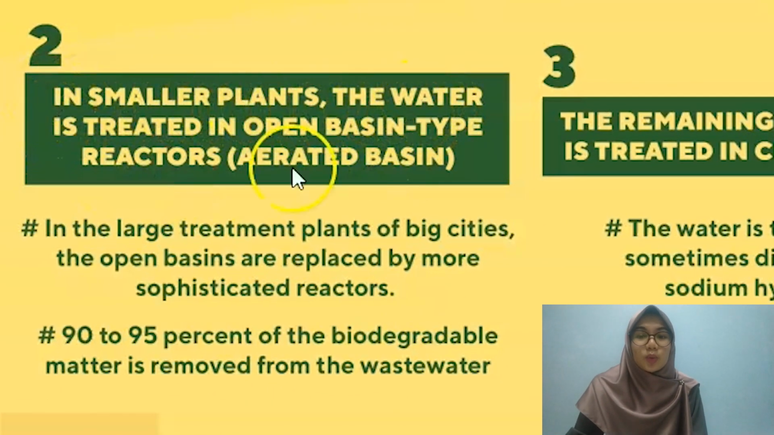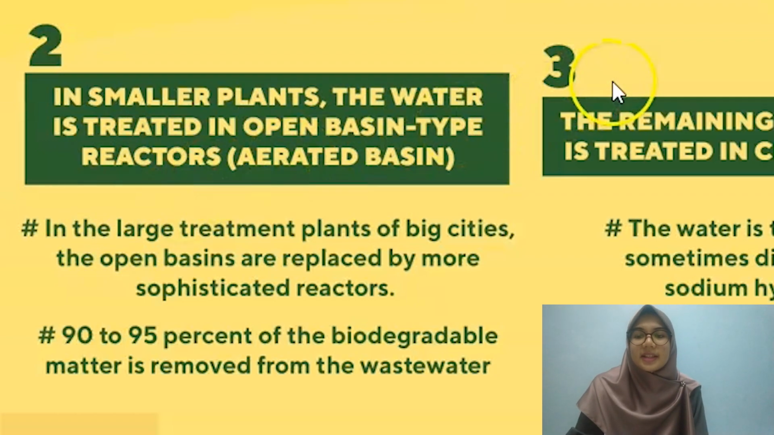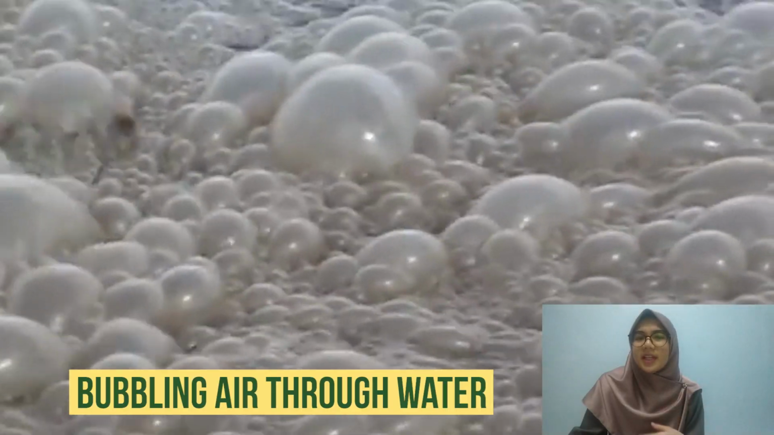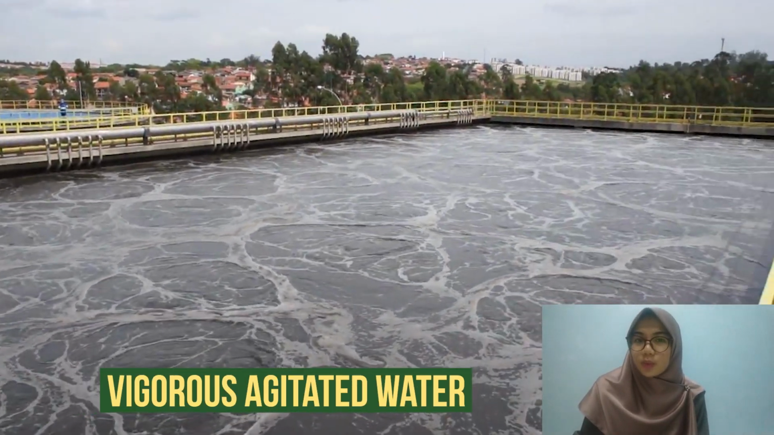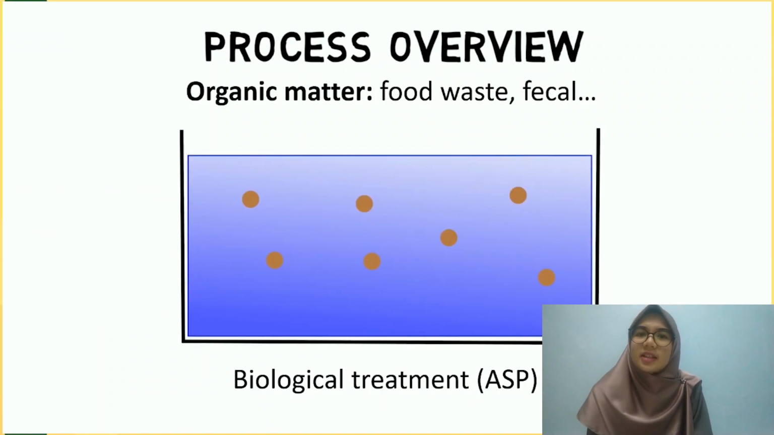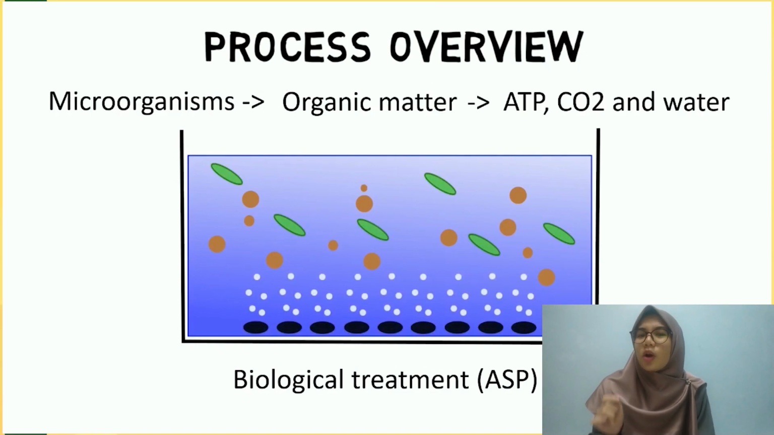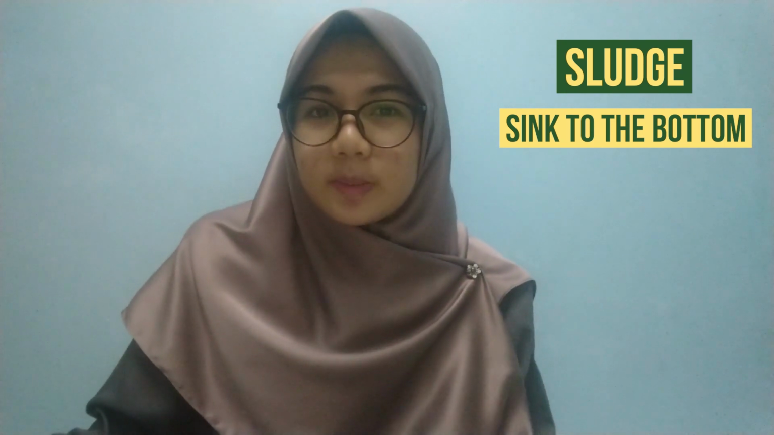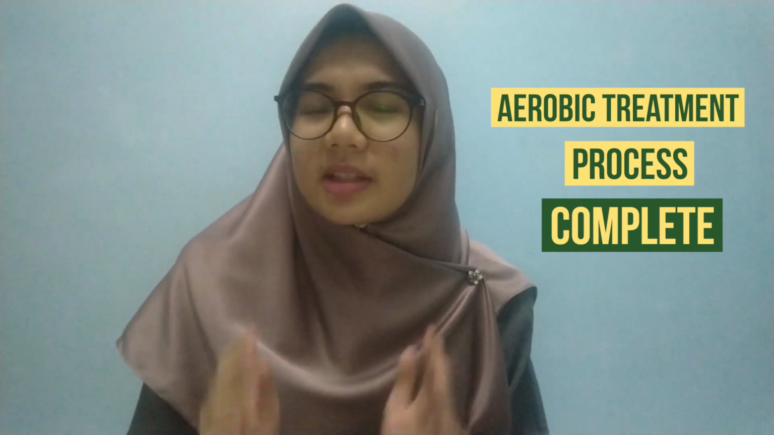In smaller plants, the water is treated in open basin type reactors, which we call aerated basins. In this reactor, oxygen is supplied by bubbling air through the water or by vigorously agitating the water. The bacteria inside the reactor will feed on the organic matter in the wastewater, consume the oxygen, and then generate carbon dioxide. Then the bacteria, or what we now call sludge, will sink to the bottom of the reactor and be separated from the water, and this completes the aerobic treatment process.